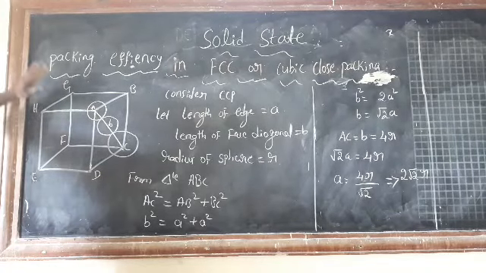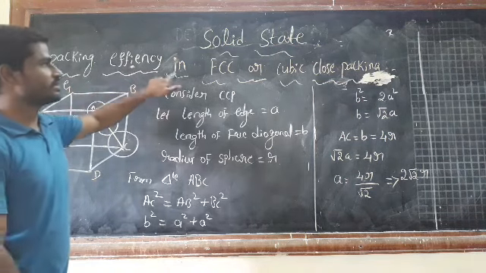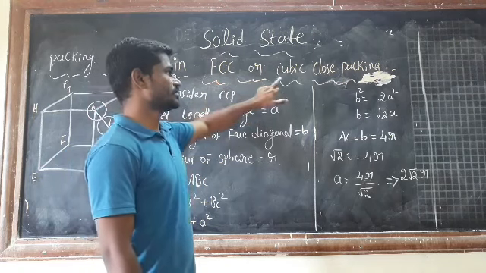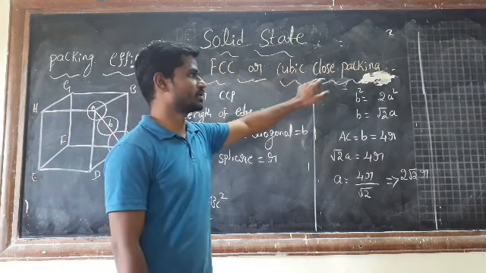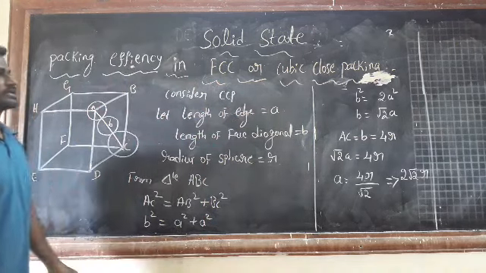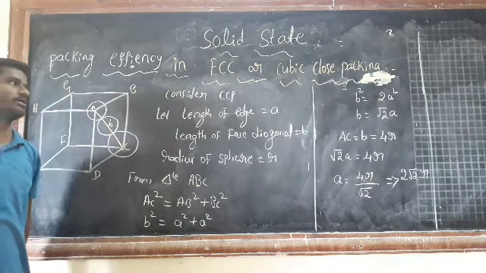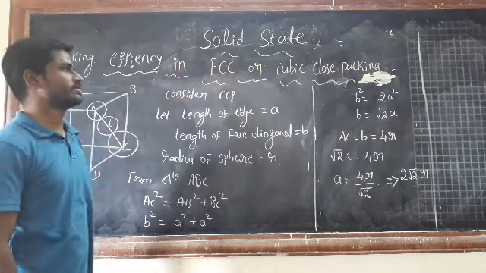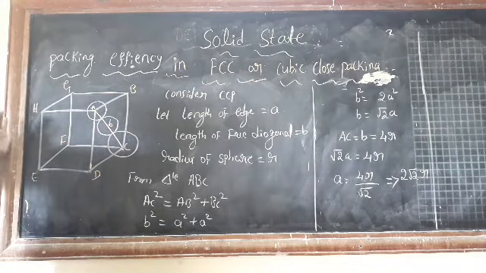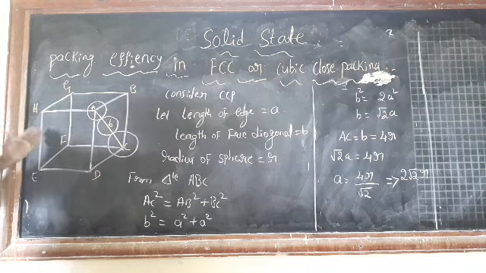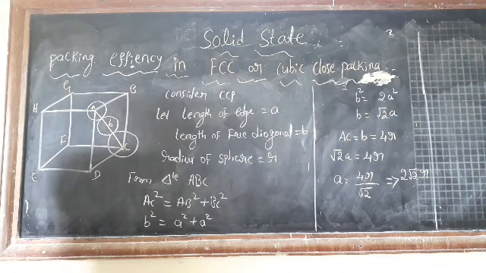Now we have to calculate the packing efficiency in the face centered cubic unit cell, which is also called cubic closed packing. So we are calculating the packing efficiency in cubic closed packing, or FCC. Let us consider this diagram, which represents the FCC.